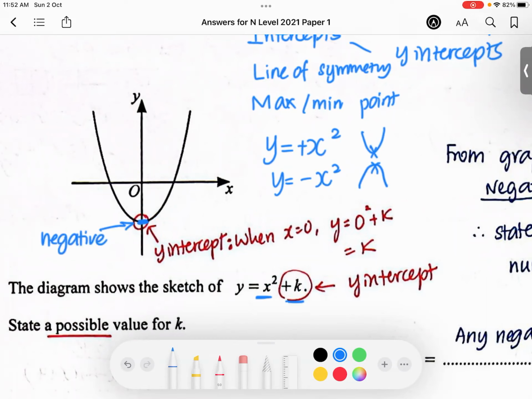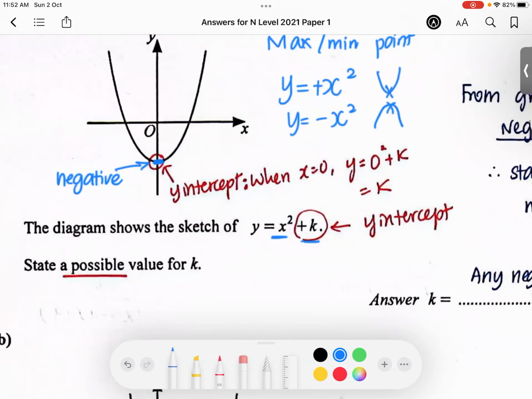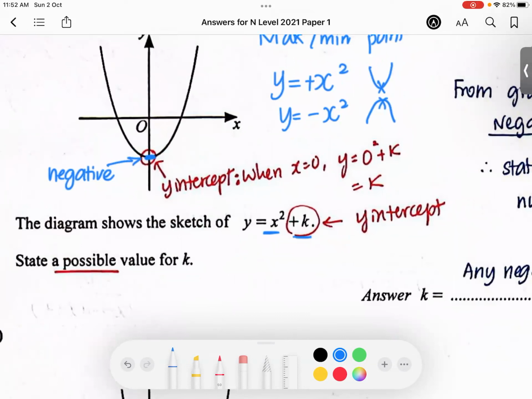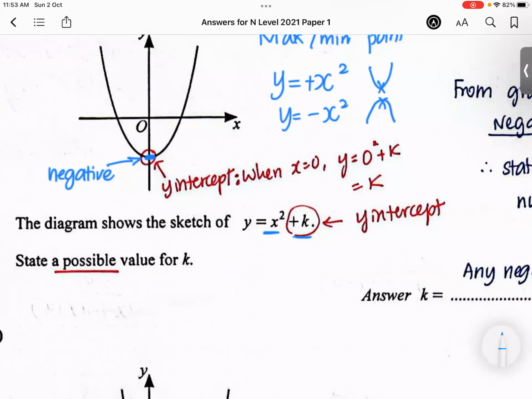So if it's a negative number, they just say state a possible value of k. So you can write k to be any negative number. K may not be an integer, it can be any negative number. You can have negative 2.5, negative 3, negative 100, or negative 80, as long as you write a negative number itself, it will fit the concept of the whole question.